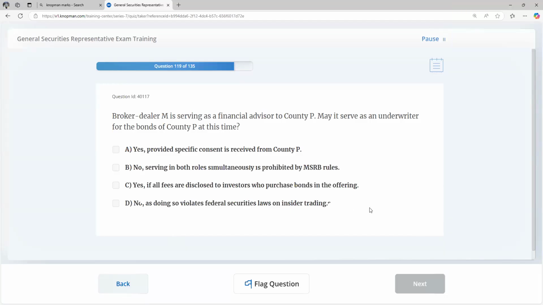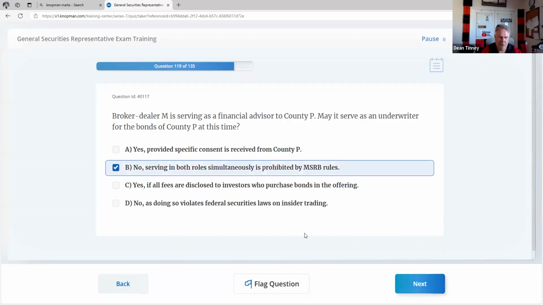Okay, he's serving as a financial advisor. No, he can't, right? That's right. MSRB says you can't do both.